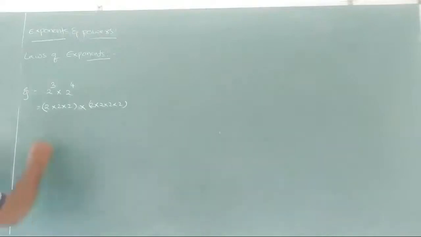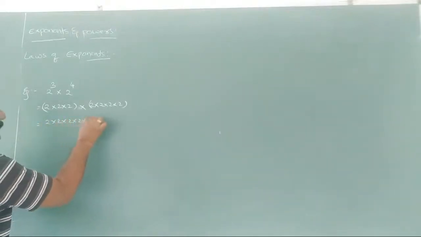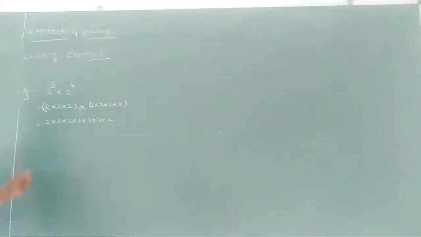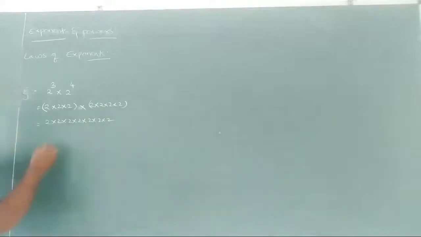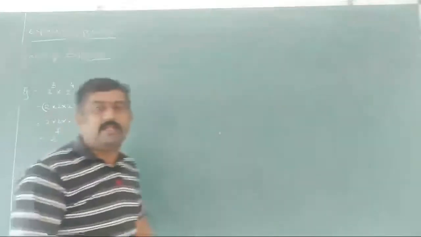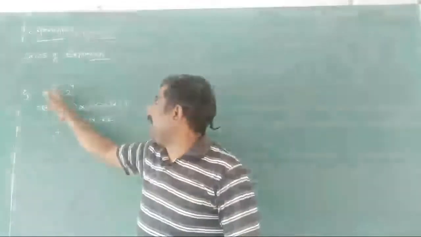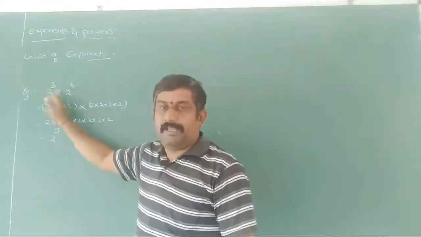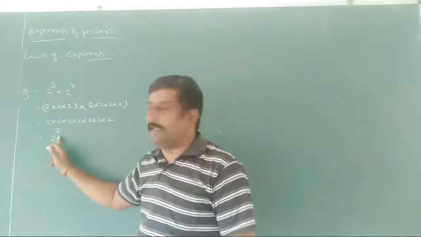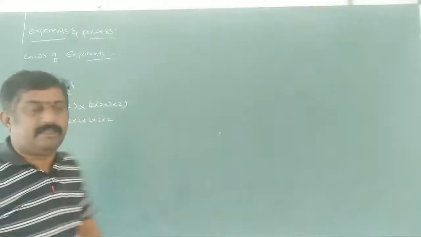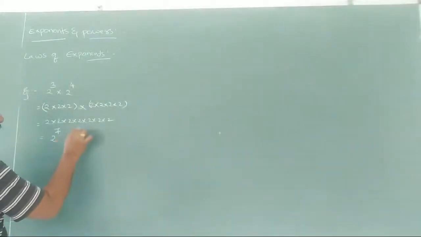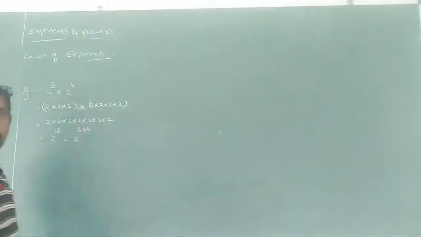So this can be written as 2 into 2 into 2 into 2 into 2 into 2 into 2. We are finding 7 2's, so this can be written as 2 to the power of 7. But when you observe the powers 3 and 4, what are we getting? 7. So 3 plus 4 can be given as 7, and this can be written as 2 to the power of 3 plus 4.